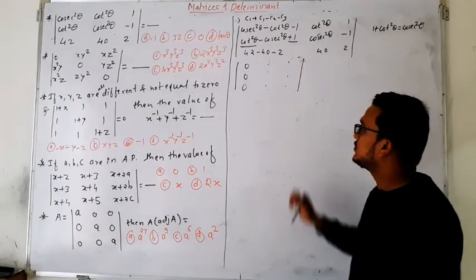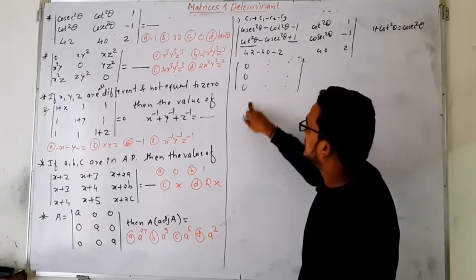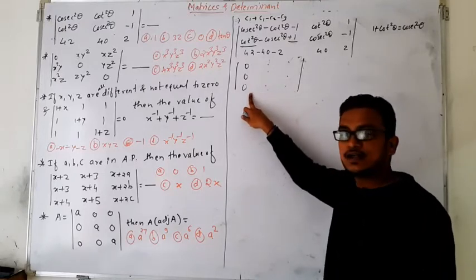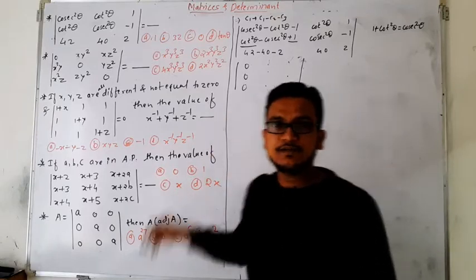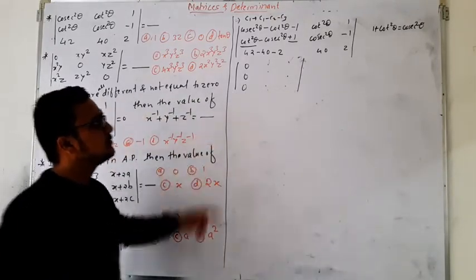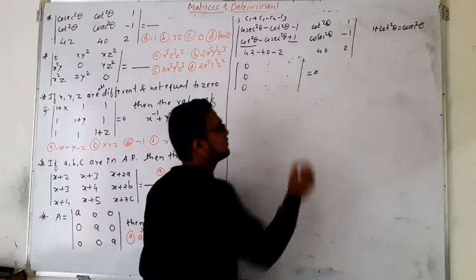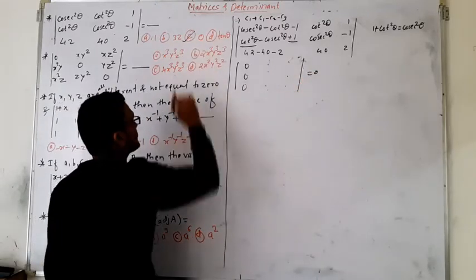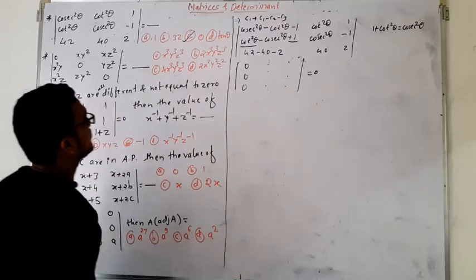Okay. If you write also, what will happen in the determinant? The first column is completely 0. First column elements are all 0. So in the determinant, if any row or any column has all elements 0, then that determinant value will always be 0. So therefore option C will be correct in this.